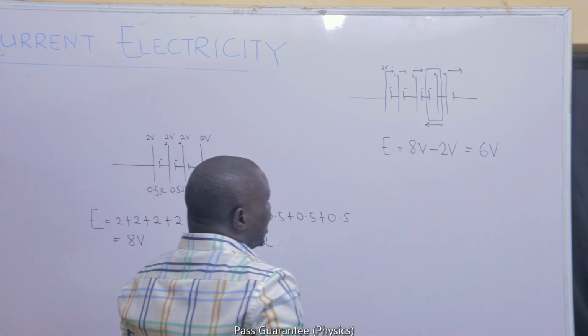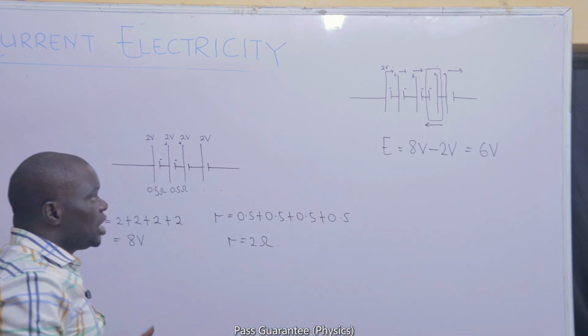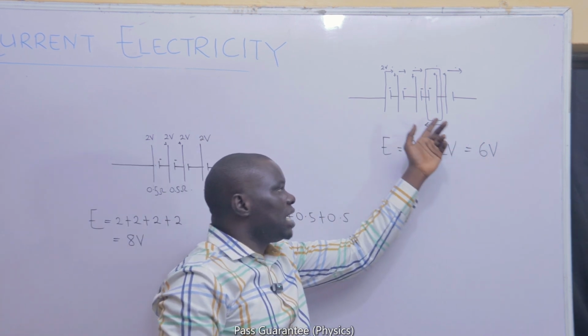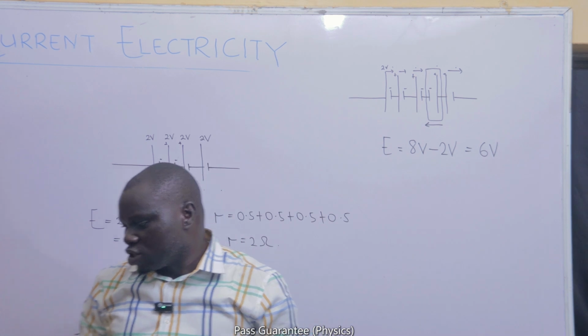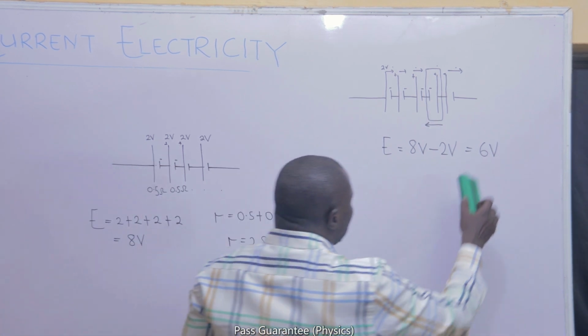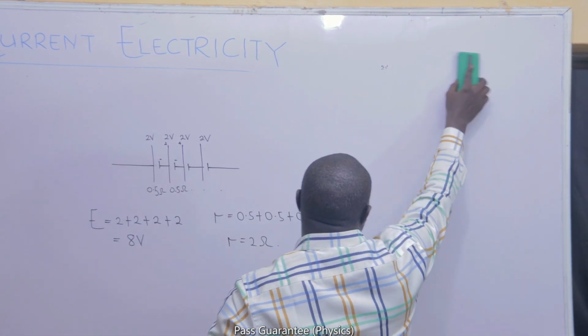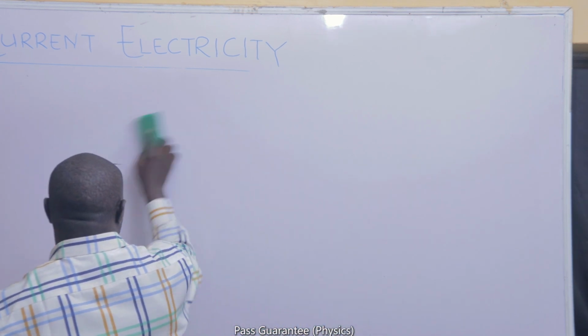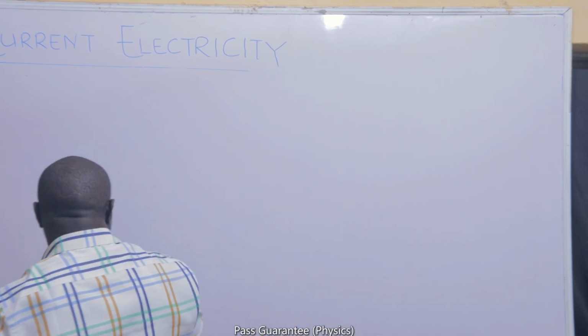For their internal resistance, it will still be the same thing. Their internal resistances will be added together, whether one is facing the other's direction or not. We can also have cells in parallel. Cells can be connected in parallel.